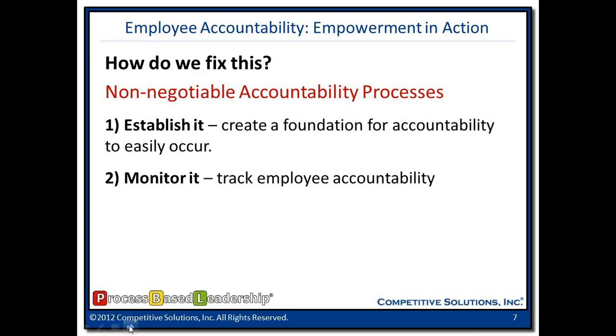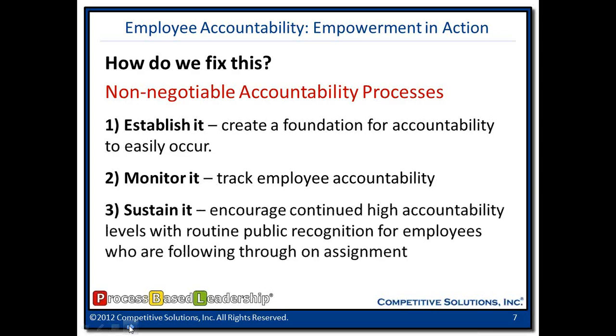We then need to monitor it, track it, and we'll do that by the utilization of that action register, looking at those target dates. Are people hitting the target dates that have been set forth, and are they hitting the target dates that have been agreed upon? And then to sustain it, we got to have public recognition. And if you've been on our webinars before, you know that recognition is another topic that I think organizations can do a much better job of.